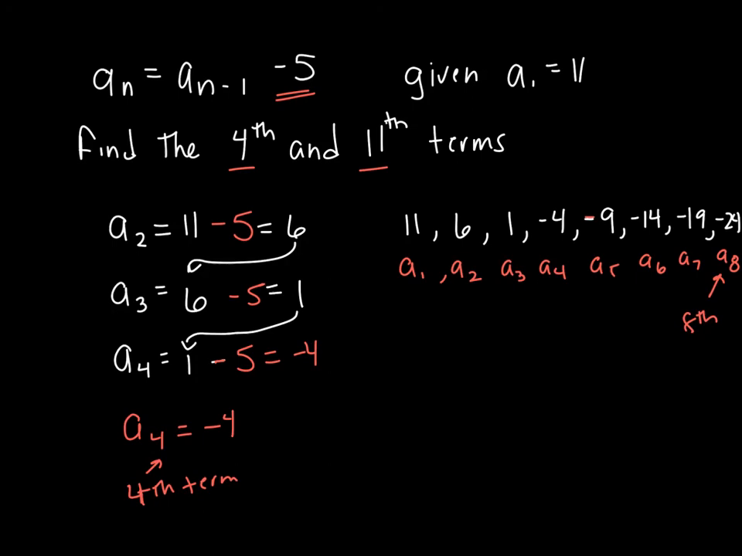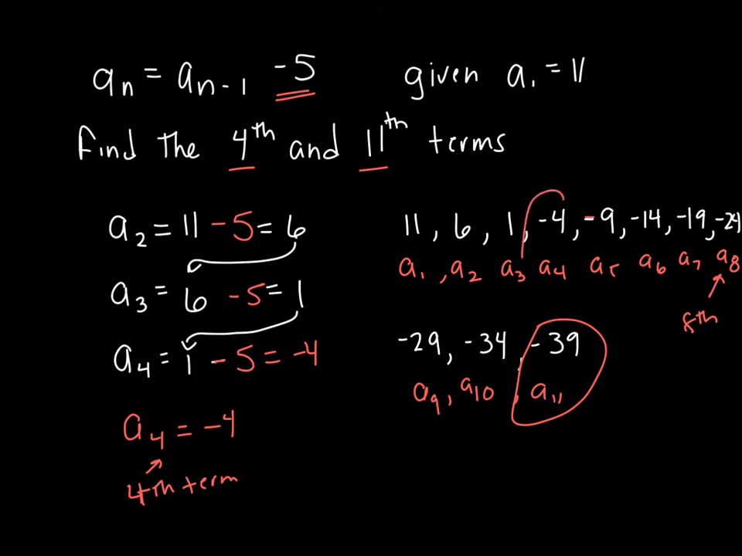So you can see why having to do this every single time is a little difficult, because you have to have the previous term. So the next term, I subtract 5 and I get -29, then -34, -39. Now we have everything we need, because this is the 9th term, the 10th term, and the 11th term. So your two answers are that A4 is equal to -4 and A11 is equal to -39.